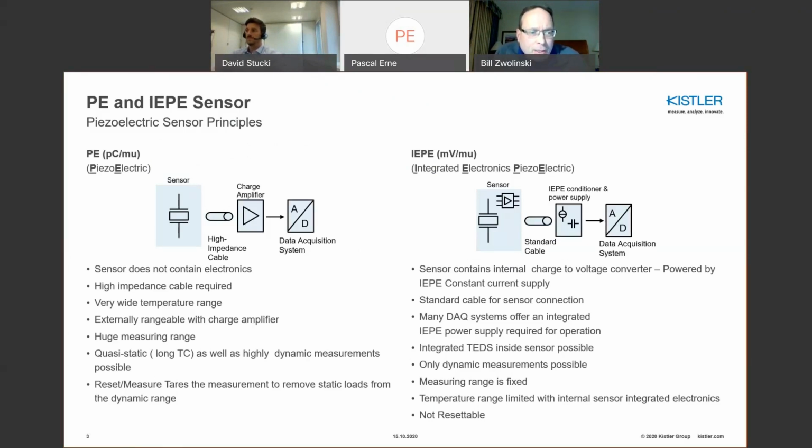But basically, you have a very wide measuring range. You have the ability to range the measuring chain. You have the ability to do quasi-static measurements as well as dynamic. And you have the ability to reset and tare the system from static mass as well as switch between measure and operate, or measure and reset as well.